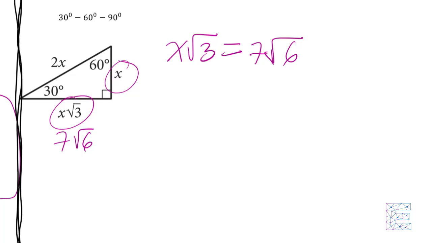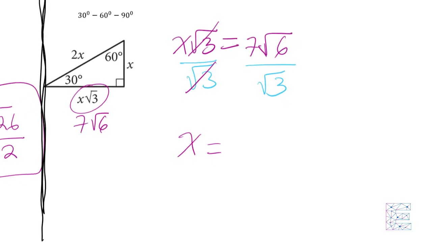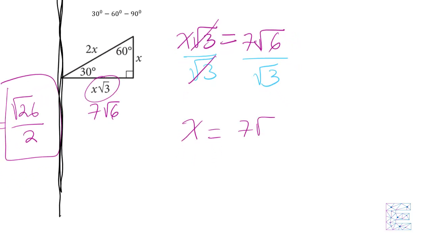And of course, when we have the short leg, we can find the hypotenuse by doubling what the short leg is. Let's go ahead and get x by itself. So we're going to divide each side by square root of 3. And you find that root 3 and root 3 cancel out. x equals 7 root 6 over root 3.